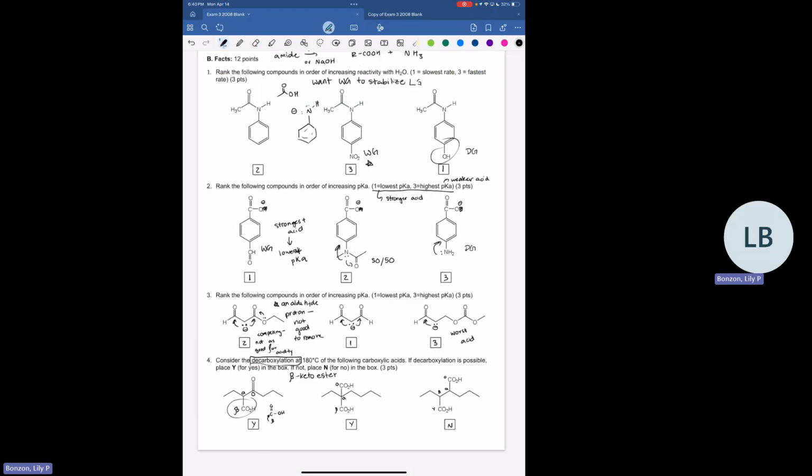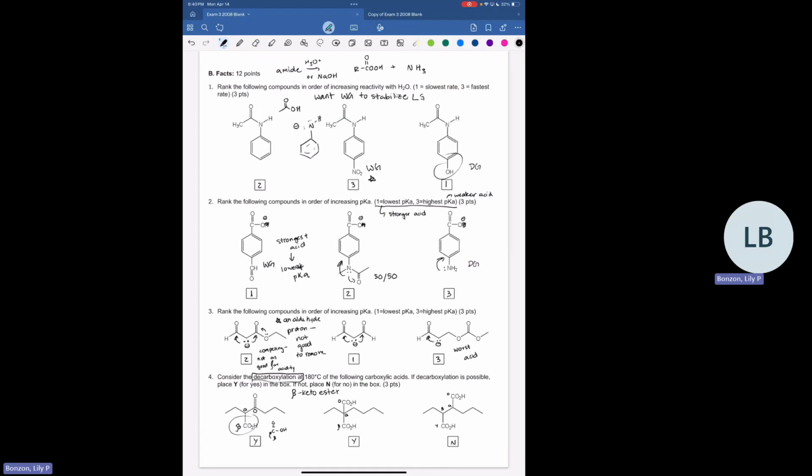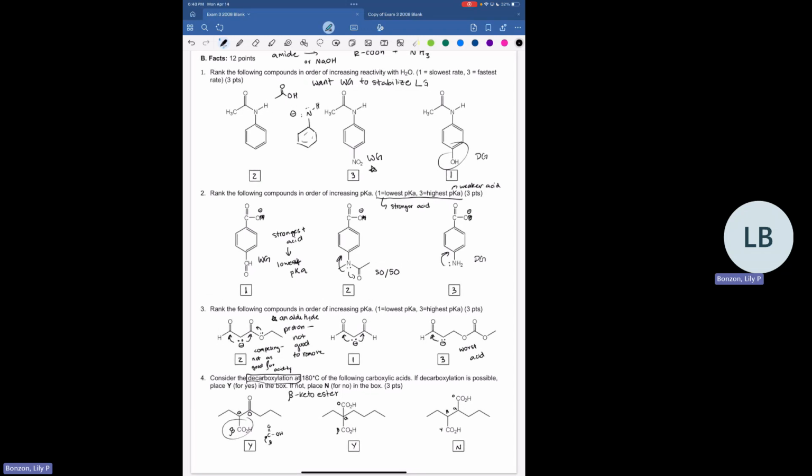The reason why we need these to be in the beta position is the interaction between the groups. We need them to be close enough to actually perform that decarboxylation reaction. It's kind of like a little concerted mechanism. Everybody's doing something all at once, so we need them to be close by. Any questions on that one?